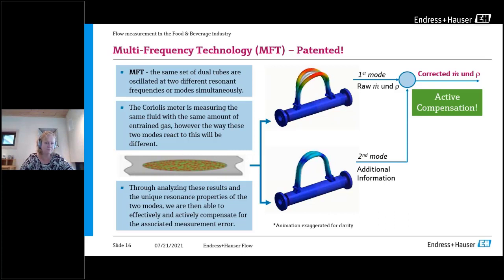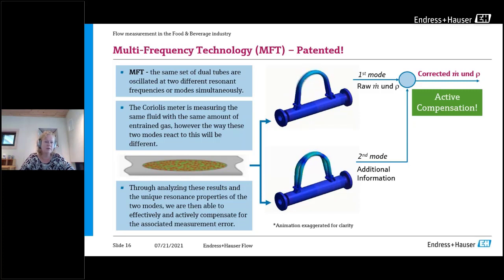And how is this done? Promac Q is using multi-frequency technology. So a traditional Coriolis meter uses one frequency, so it oscillates at resonance frequency, and that resonance frequency is used to determine the density. And by taking the phase shift between the inlet and the outlet of the tube, mass flow is determined. So these are the two parameters that come out of oscillating the tubes.